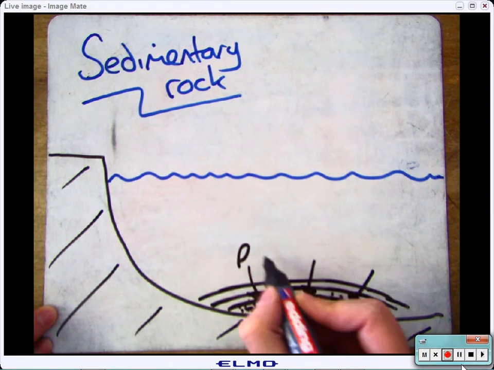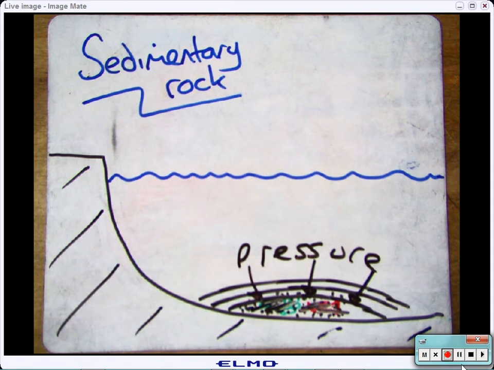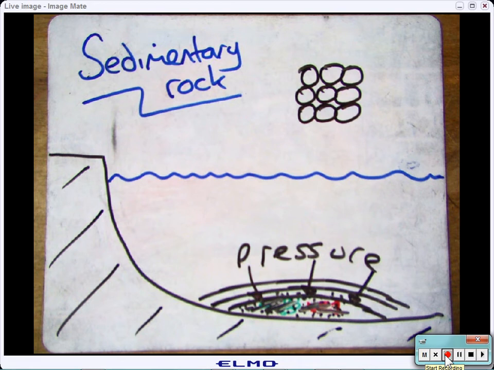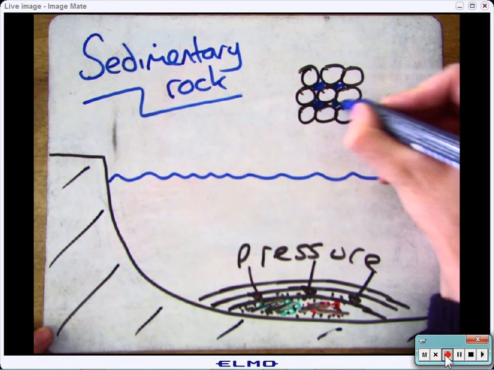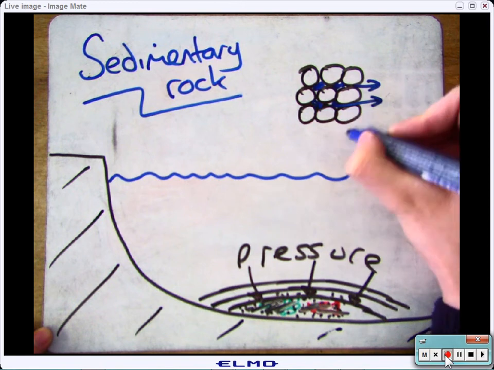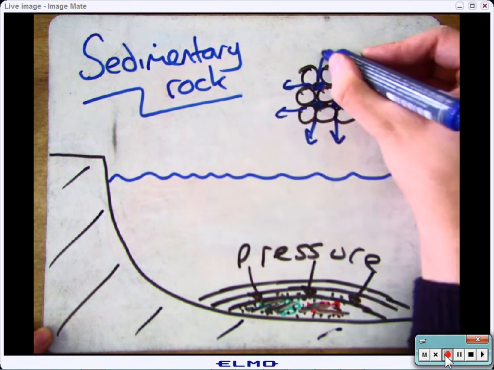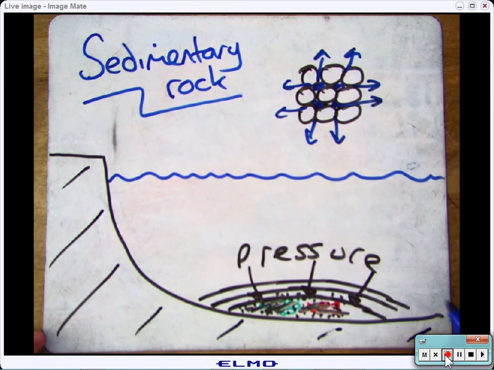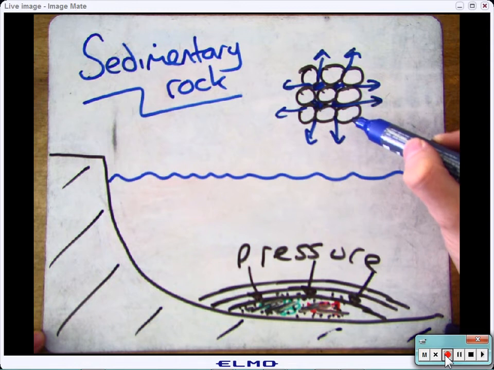So this pressure compacts and crushes the rock. What this does is then squeezes out all of the water and minerals from in between the rocks, and it forms a cement. And that cementation is what holds all of these particles together.